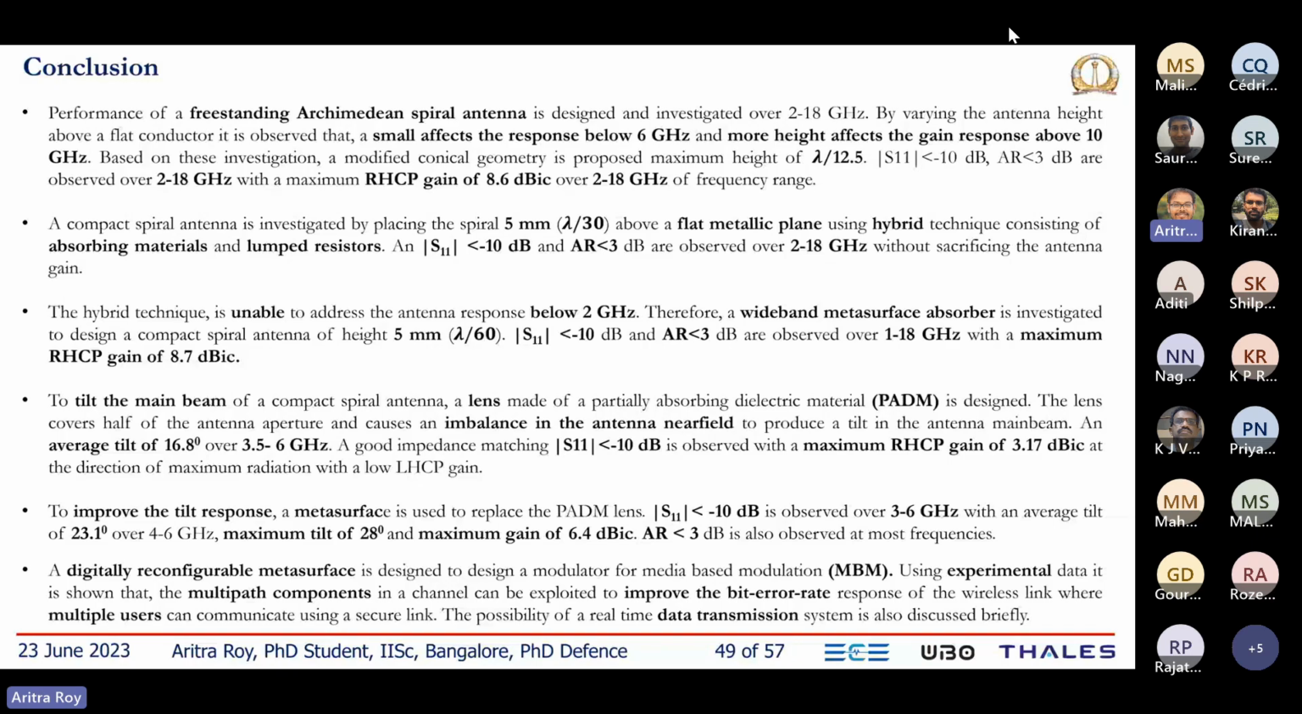Then we reduced the cavity depth further by increasing the frequency range. This time we are working from 1 to 18 gigahertz, so the cavity depth is now lambda by 60. To work in such a configuration, we have proposed a wideband metasurface. Using the metasurface, we have shown that the proposed geometry can actually work better than the spiral antenna with a commercial absorber. In the next part, we have investigated tilted beam spiral antennas, first using a PADM lens, which is a printable partially absorbing dielectric material lens.